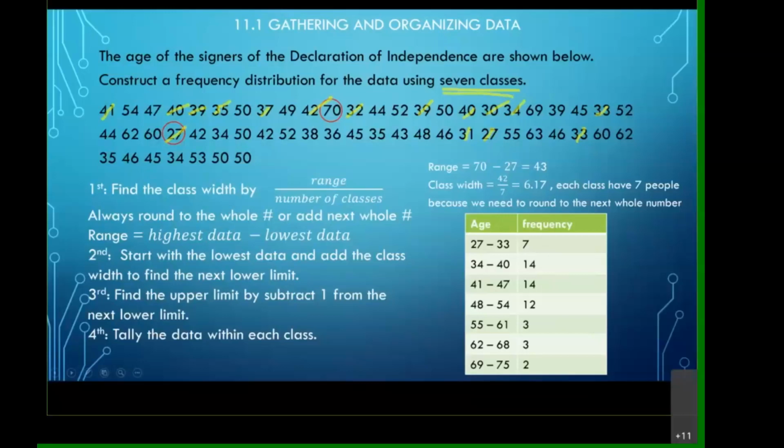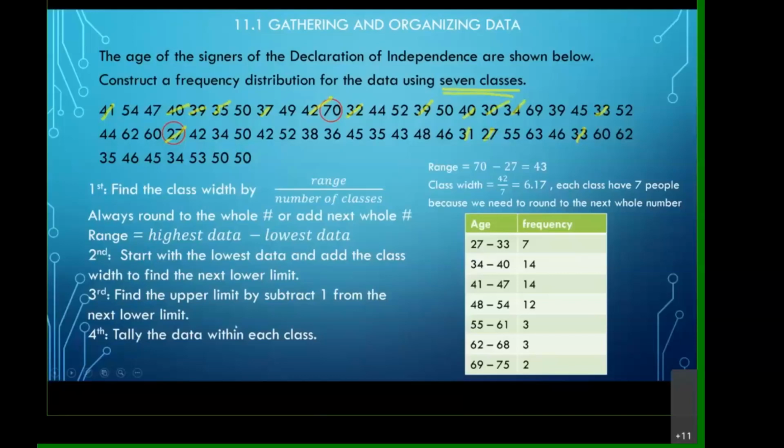Once you have this data, they can ask you the follow-up question, right? How many people signed the Declaration of Independence between the age of 41 to 54? You say, well, 41 to 54, we have 26 of them. 26 of them are between the age group of 41 all the way to 54. So that's your follow-up question. Alex will ask you those questions. For this one, my purpose is to show you how to construct your frequency distribution table. And you all know how to tally your data up.